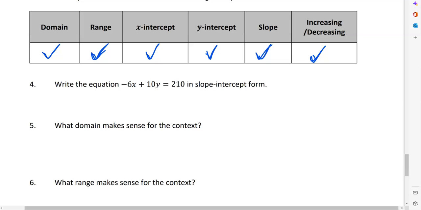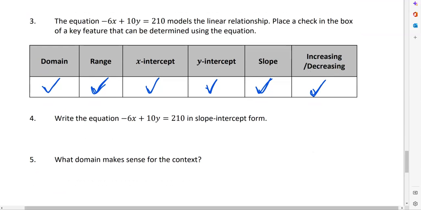All right. Write the equation negative 6x plus 10y equals 210 in slope-intercept form. Hey, there we go. So what are we going to try to get by itself? The x or the y? The y. Good. Where's my equation? Here we go. Negative 6x plus 10y equals 210. We're trying to get the y by itself. So what do we move first?